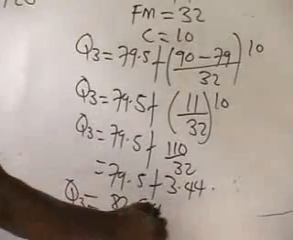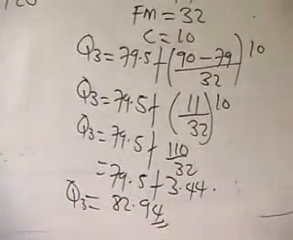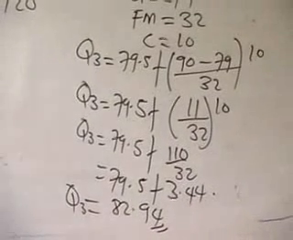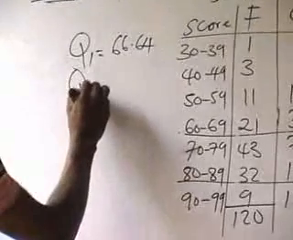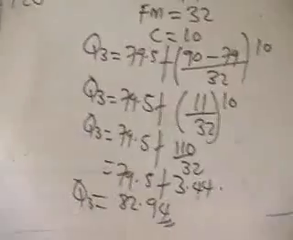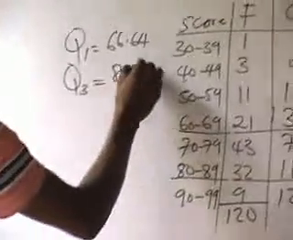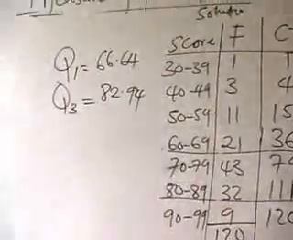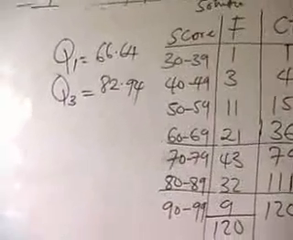82.94. And that is our upper quartile. So that has answered question number 2. So now let us write it here, because of some other things that we are going to do. That is Q3. Our Q3 equals 82.94. I'm writing it down because if you want to calculate something like interquartile range and some other things like that, let's go there.